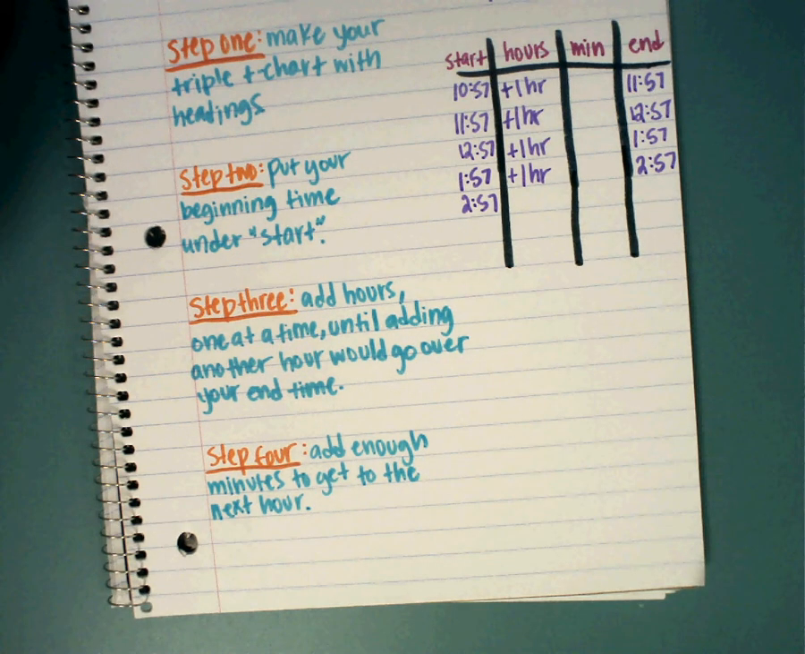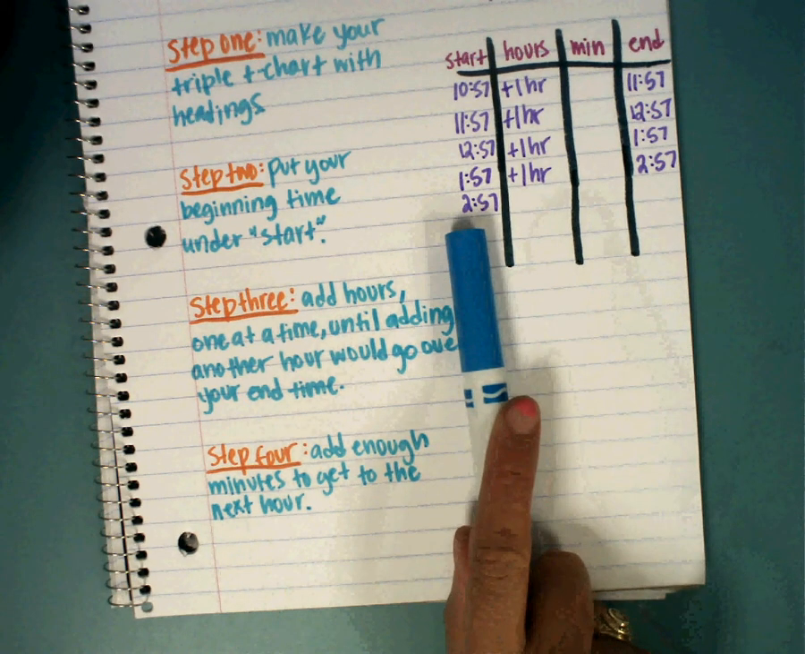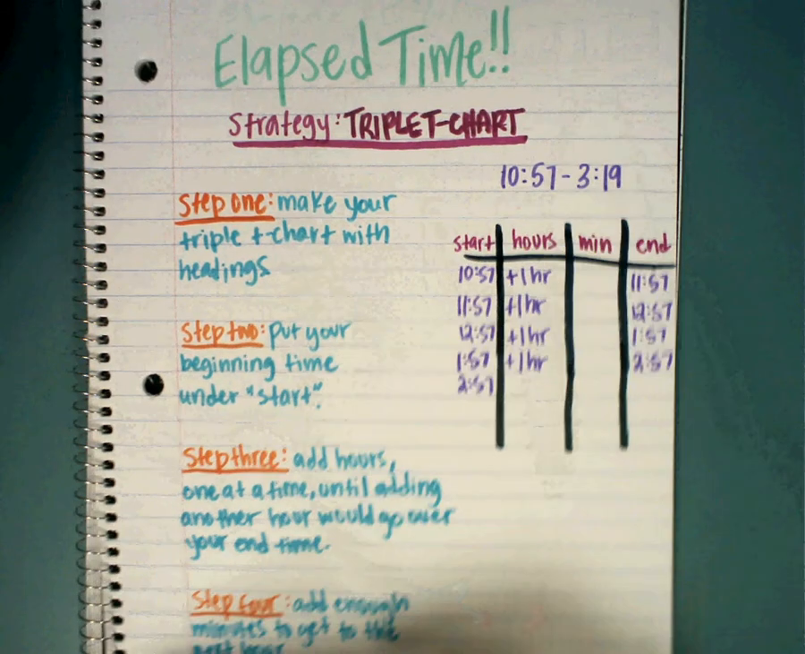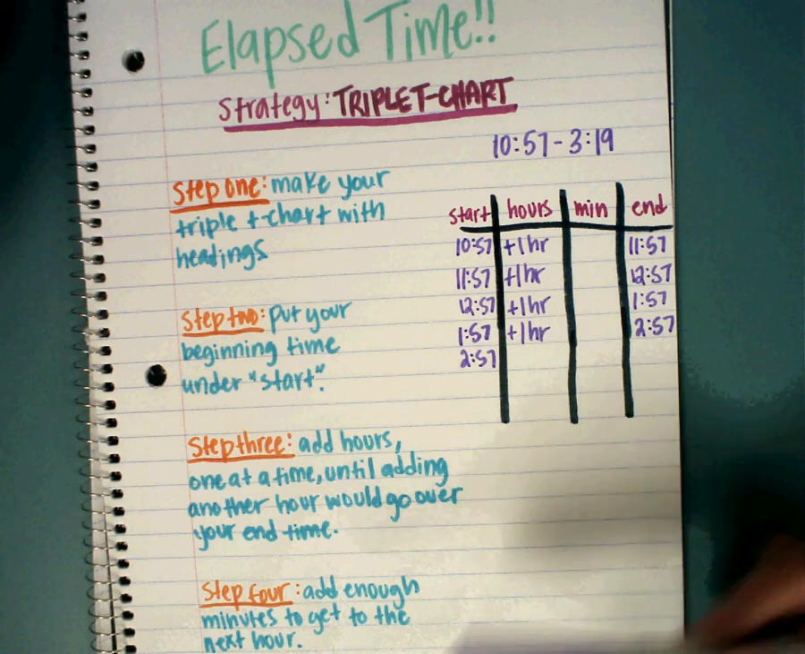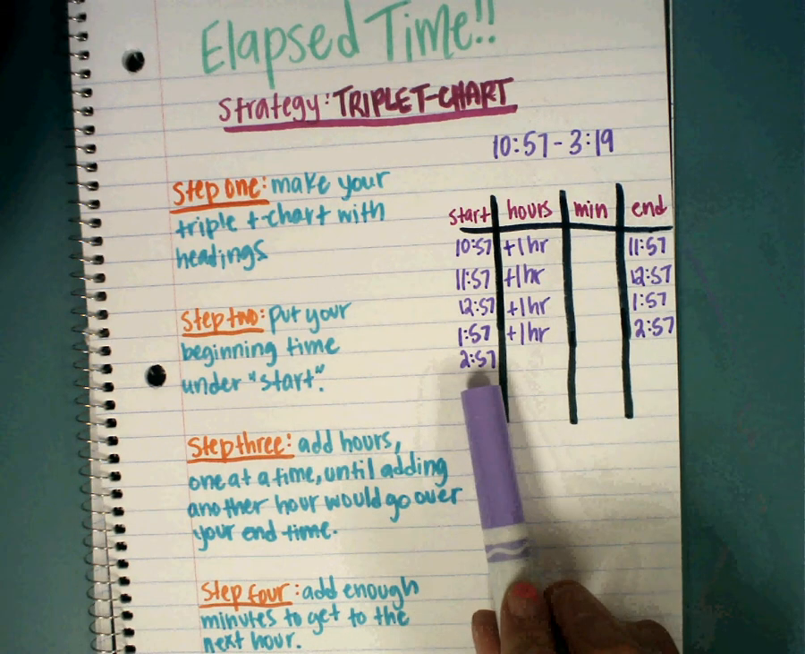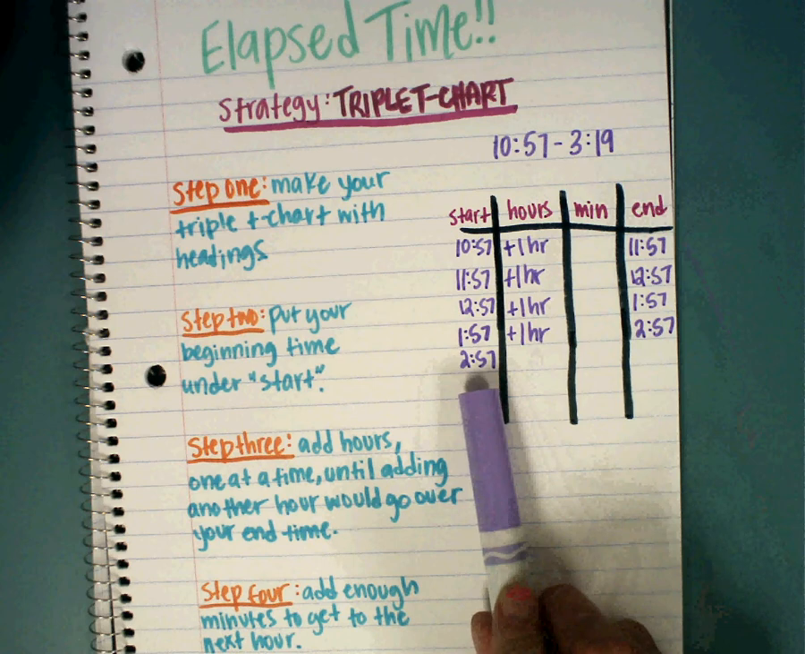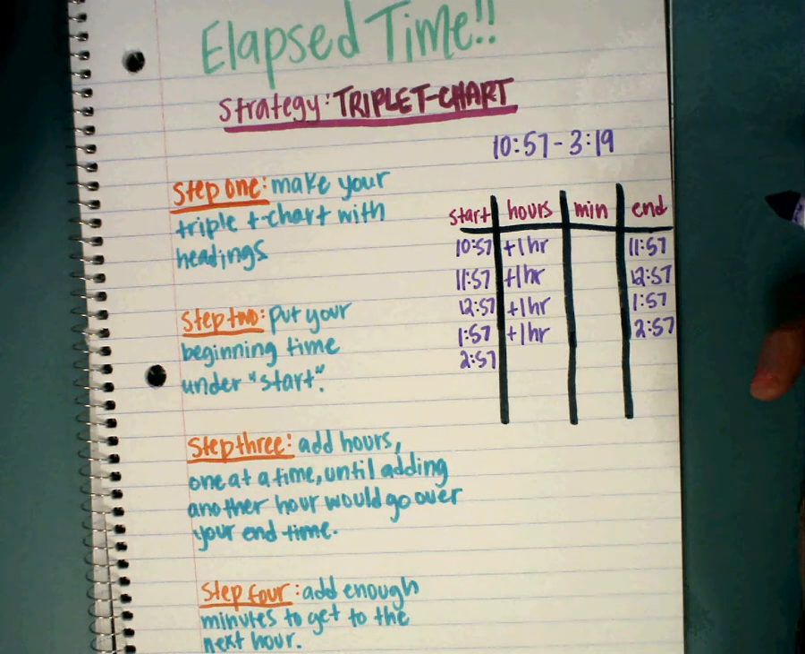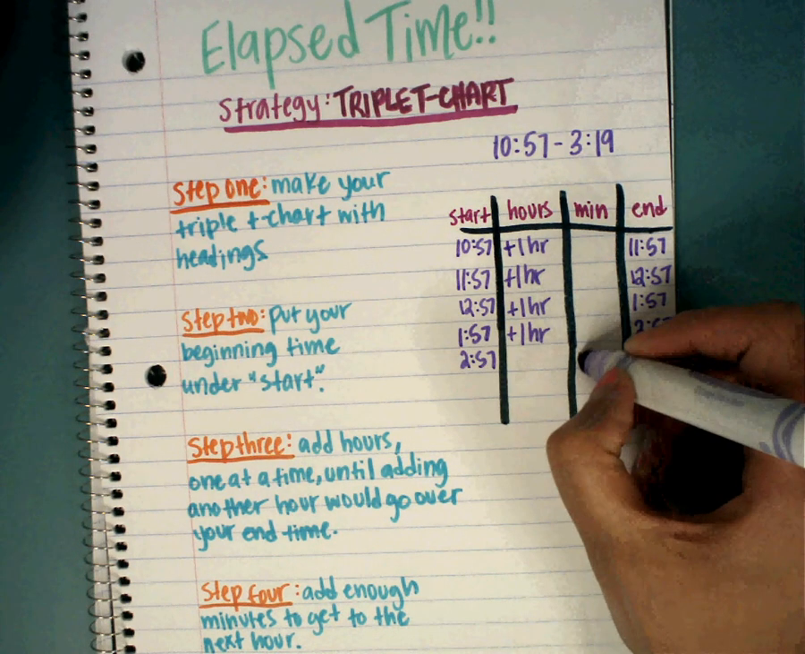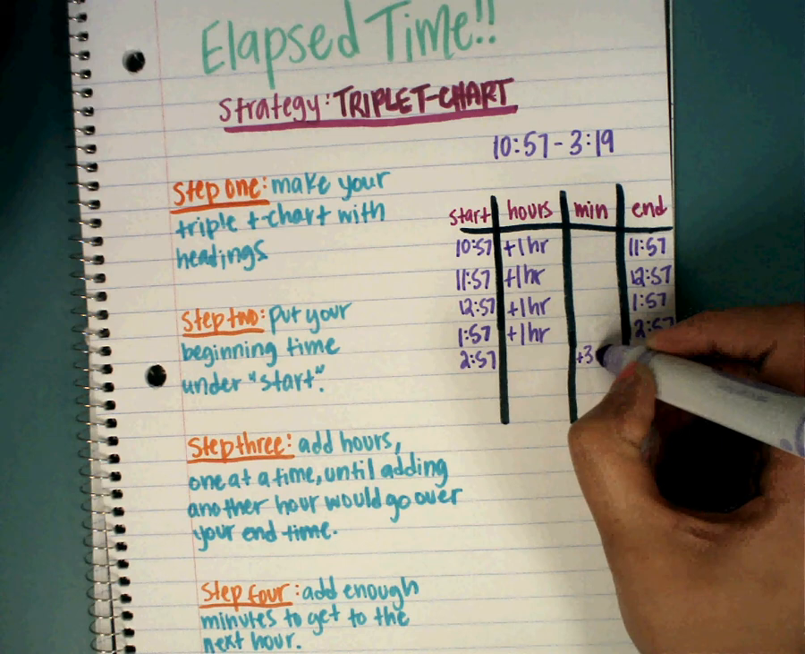So if the number you get right here for the hours is different from the number you have right here for the hours, then you'll need to do step 4. And I'll explain more about that tomorrow. So I want to add enough minutes to get to the next hour. What's the next hour after 2:57? I'm going to get to 3 o'clock, right? How many more minutes until I get to 3 o'clock? 3 minutes. So I'm going to say plus 3 minutes, and that's going to get me to 3 o'clock.